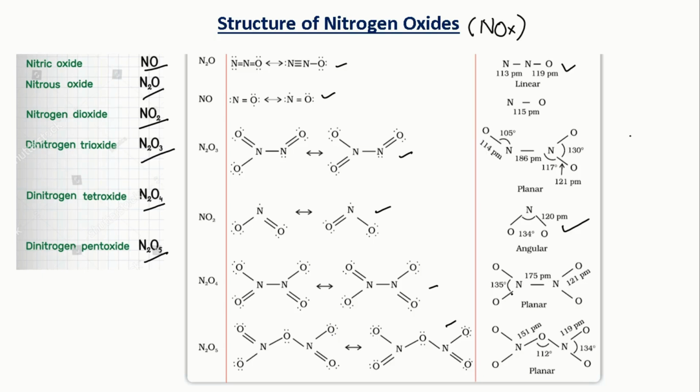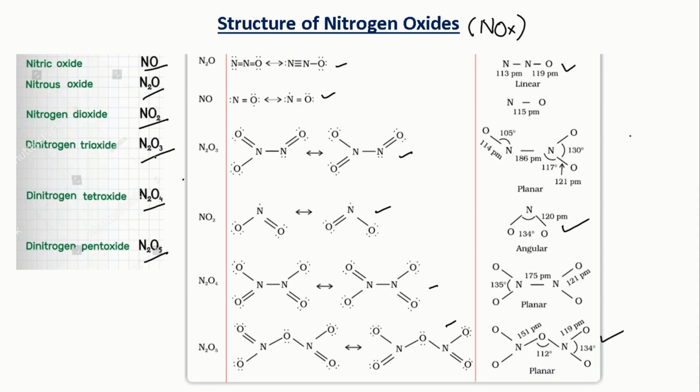So you have all these atoms lying in a plane, and it's a planar molecule, and it has two different bond lengths. Due to the resonance, the bond lengths between the nitrogen and oxygen on both sides are the same. And the last one is the dinitrogen pentoxide. It's also a planar molecule with some bend at the middle, which is the oxygen connecting the two NO2 groups. So this is all about the structure of the oxides of nitrogen.